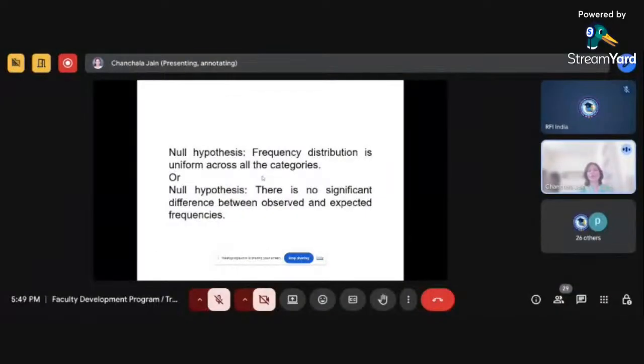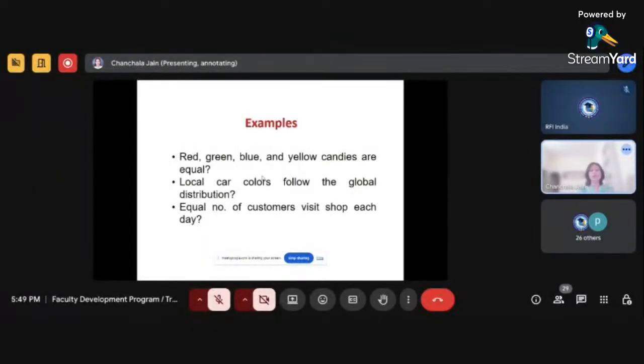So we can say frequency distribution is uniform across all the categories. This is your null hypothesis. Other way around, null hypothesis can be there is no significant difference between observed and expected frequencies. So let's take now some examples to understand chi-square test, goodness of fit chi-square test in a better manner.